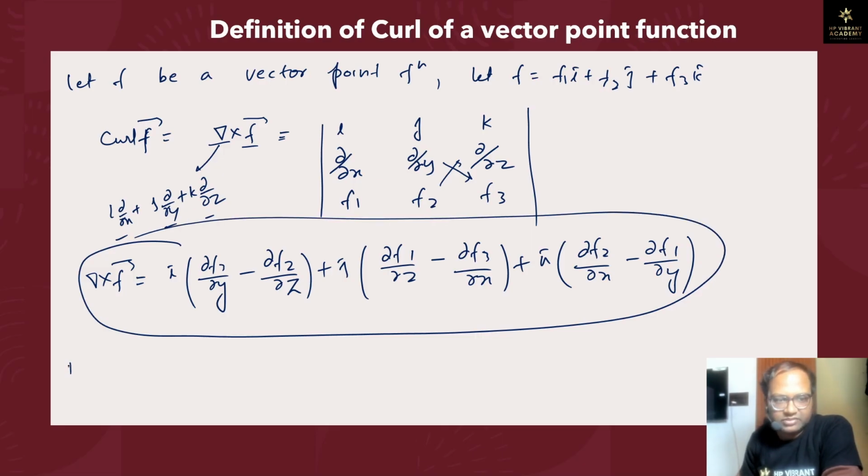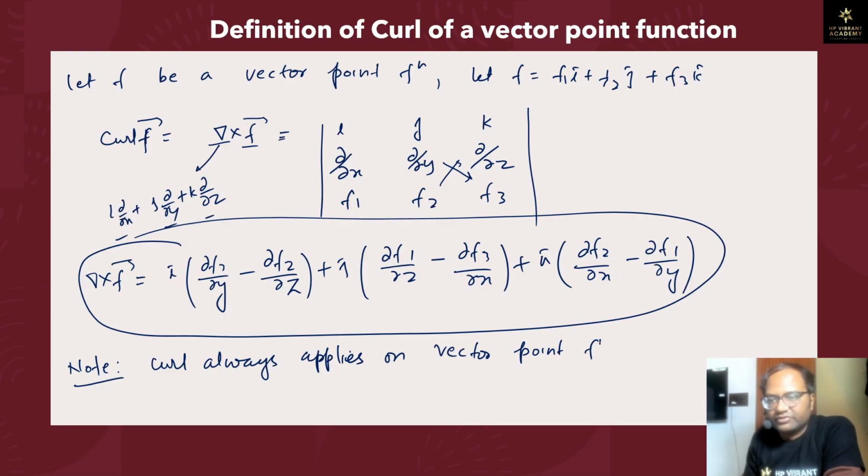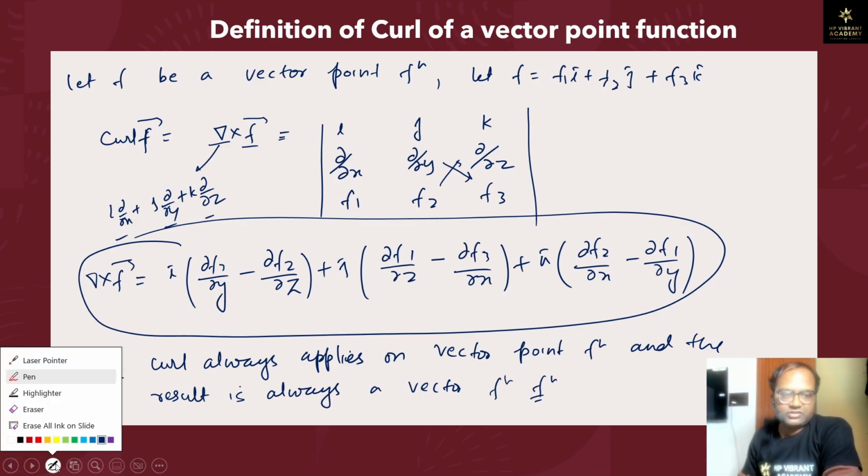Okay, so note here that curl always applies on a vector point function, and the result is always a vector point function.